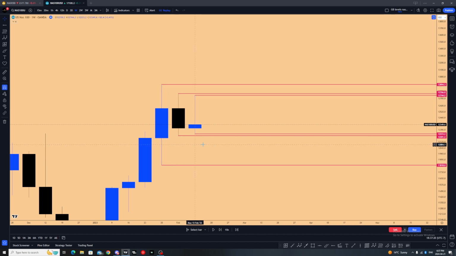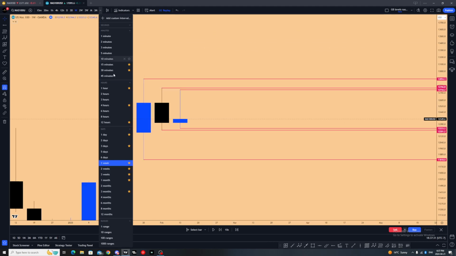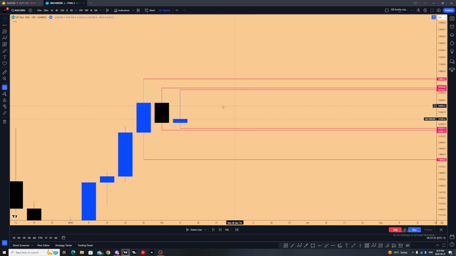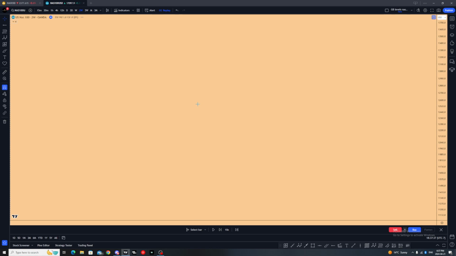Okay, so the market is very congested. It's like it's gearing up for a very big move, but we just don't know which way it's going to go, or when it's going to do that. And whenever you see a double inside weekly candle, you should be zooming out and looking at the 2 week chart.